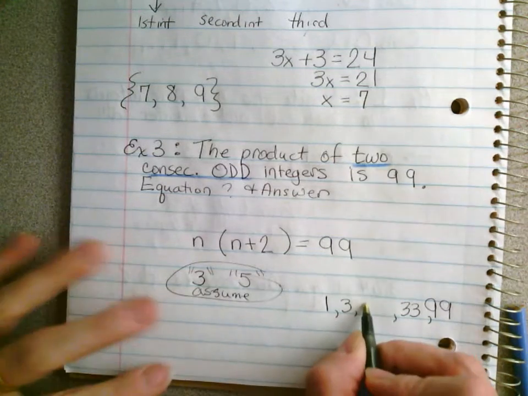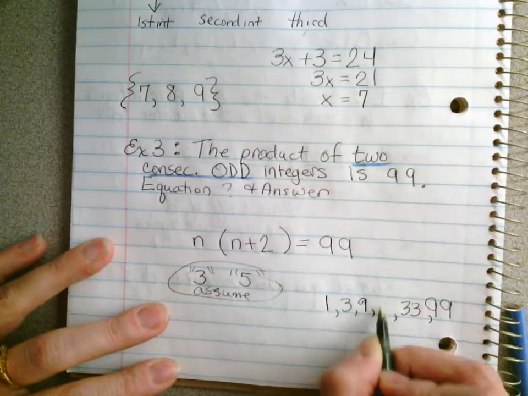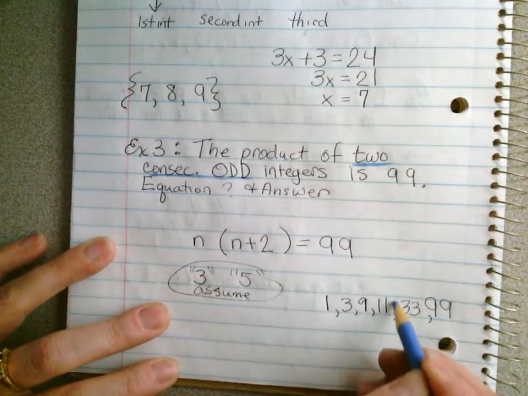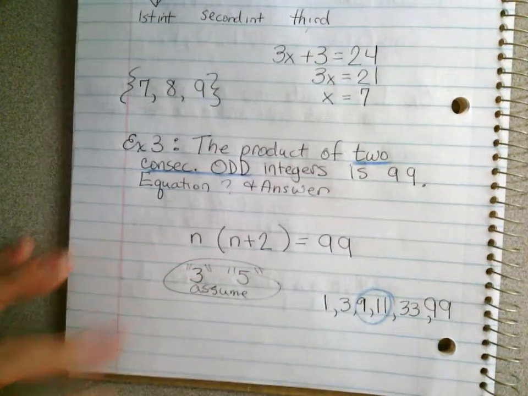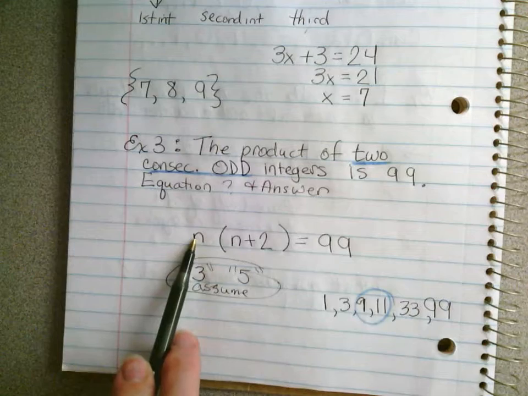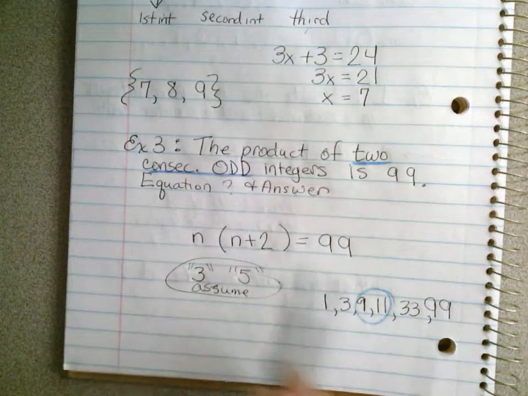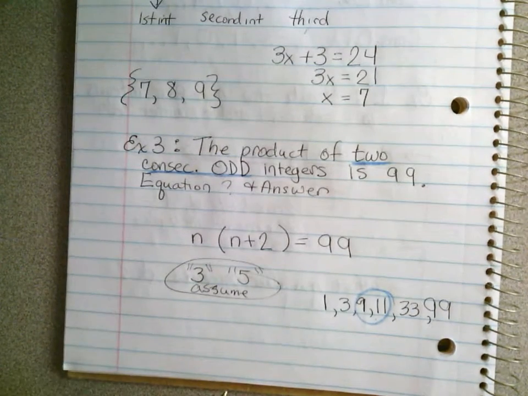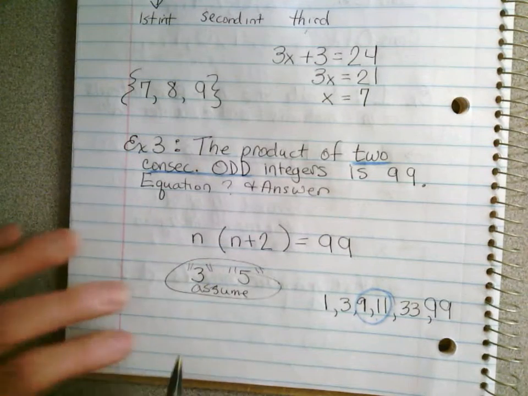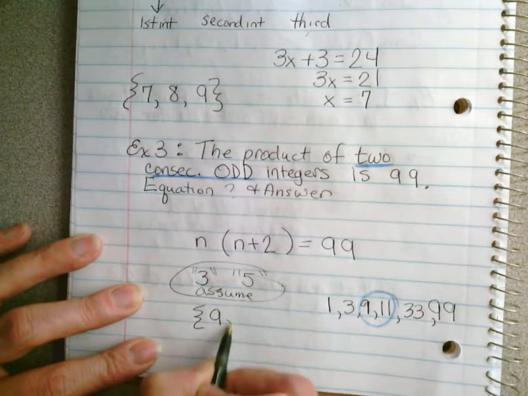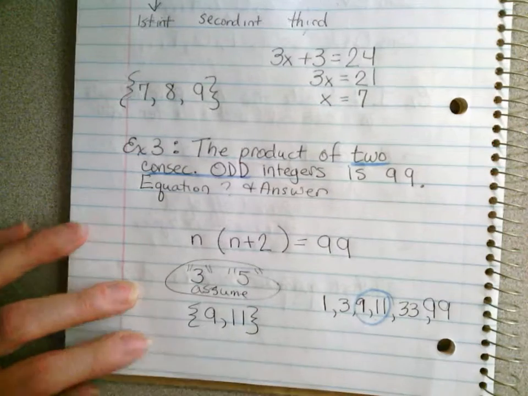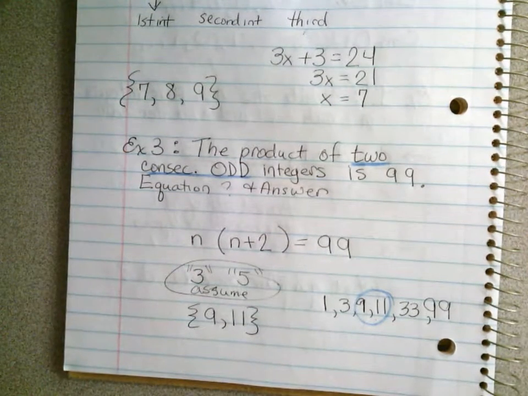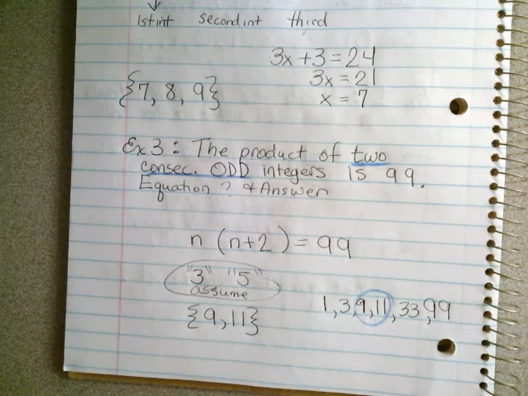How about 9? 9 and... Oh, look. Two odd integers, 9 plus 2, that when multiplied give you 99. So the solution set to this would be 9 and 11. They are the two consecutive odds whose product gives you 99.